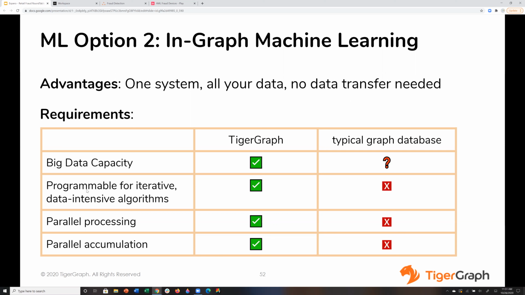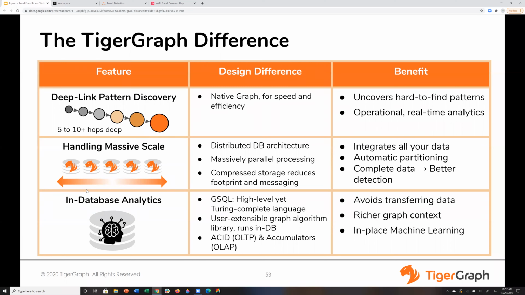In the next slide, I'm not going to spend too much time on this because I've already mentioned some of it, but those characteristics of TigerGraph enable you to do what we call deep link pattern discovery in real time or near real time, to look many hops deep, 5 hops, 10 hops. And again, because fraudsters try to hide their tracks, they make it hard to see what they're doing. You have to be able to dig deep, and dig deep quickly, through a large amount of data to trace what they're doing.